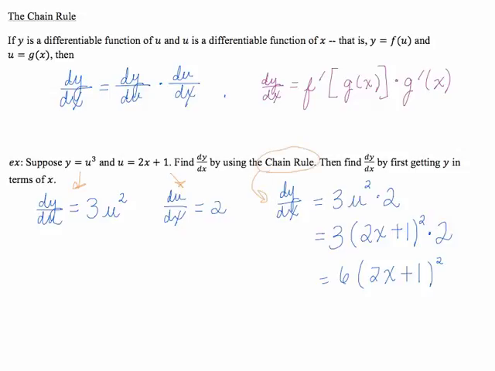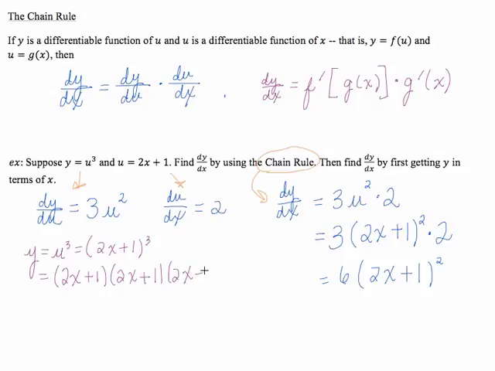Okay, let's check it by first getting y in terms of x. So y is defined as u cubed, but u is defined as 2x plus 1. Now the reason we have the chain rule is because you can't always simplify a function, but when we have something cubed, it is possible to multiply all of that out, right? That means (2x plus 1) times (2x plus 1) times (2x plus 1).